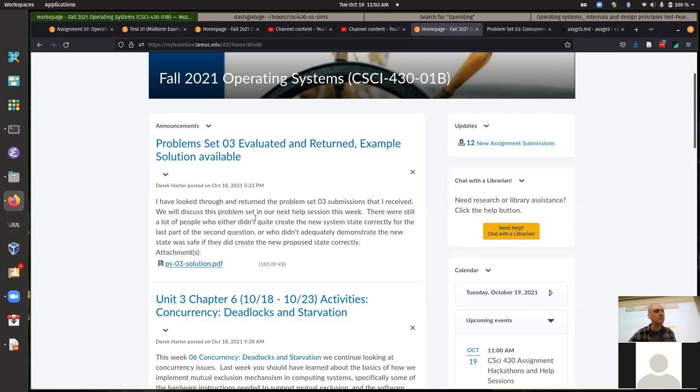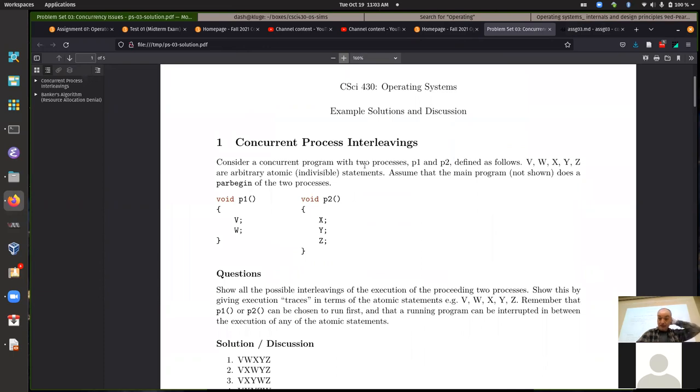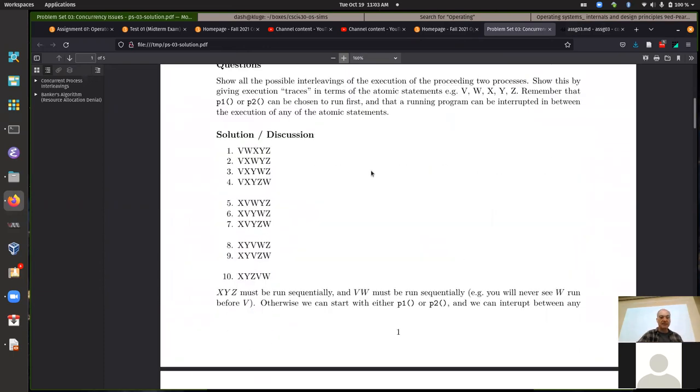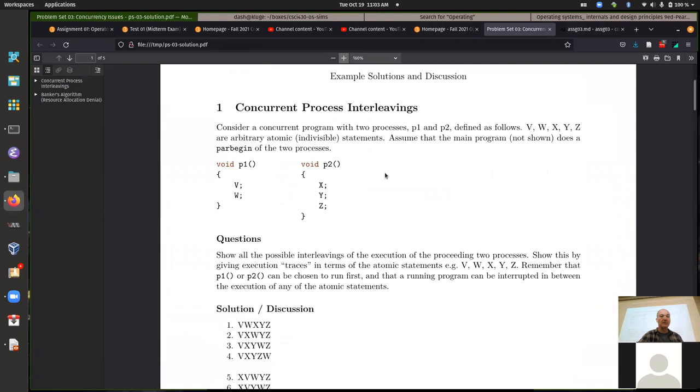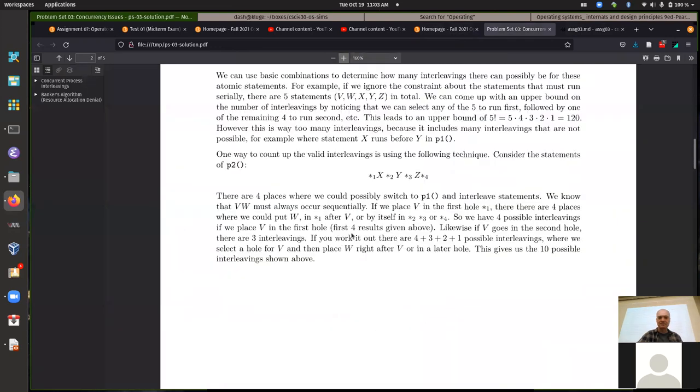But yeah, let's look at problem set three a little bit, and then we'll talk about assignment three as well, so you can get started on it. I didn't have too much to say about the first question on problem set three. Most people had it or pretty close to it.